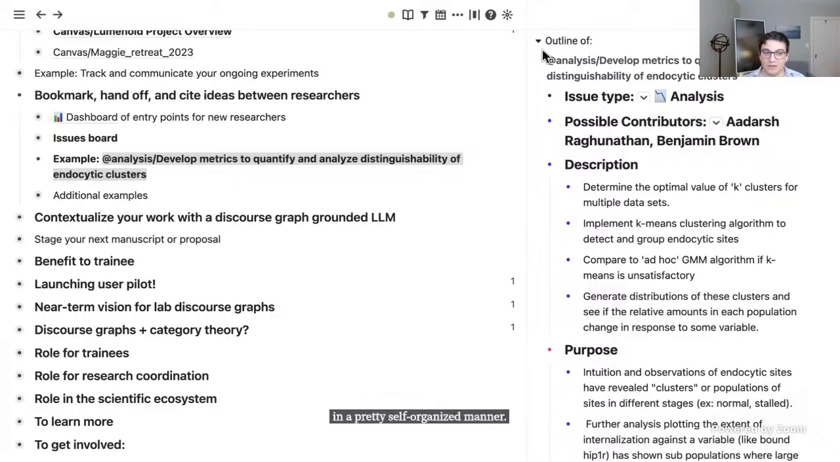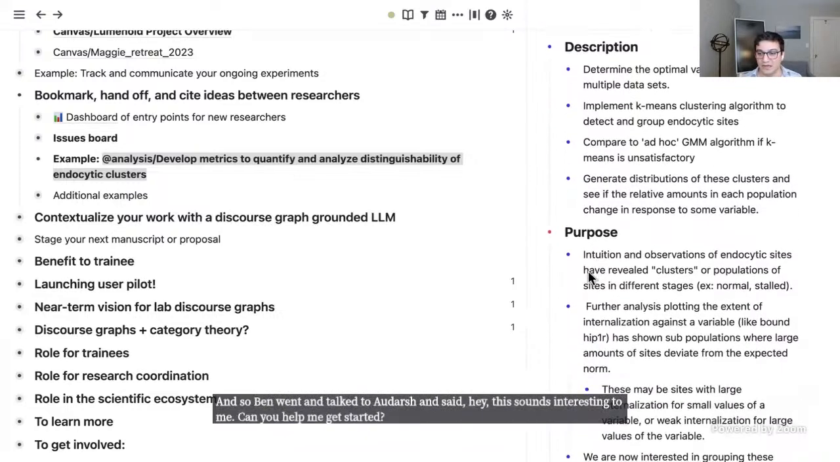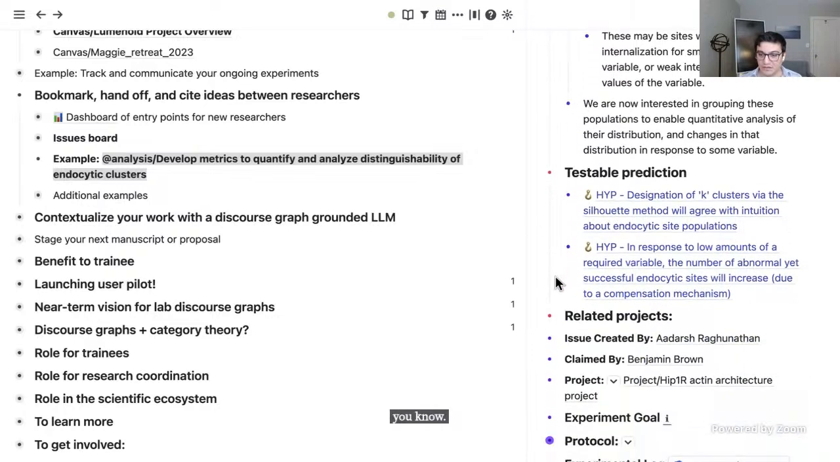So my favorite is one that showed up last week, in which he was perusing the issues board and found an analysis that sounded interesting to him, that another member of the lab, Adarsh, had generated to save for later. And so Ben went and talked to Adarsh and said, "Hey, this sounds interesting to me. Can you help me get started?" And Adarsh pointed him towards a specific clustering mechanism to start looking at.